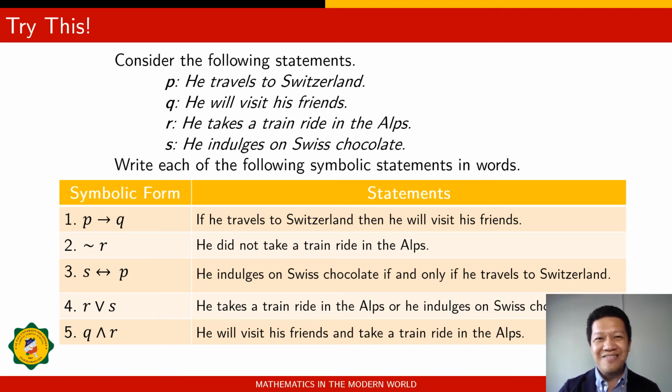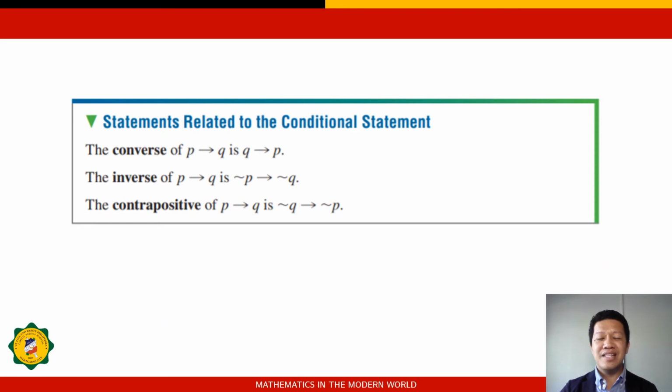Did you get 5 correct answers? I hope so, and congratulations. In here, we're going to discuss other statements related to conditional statement. So if we have the given conditional statement as P implies Q, or if P then Q, we have the following related statements: the converse, the inverse, and contrapositive.